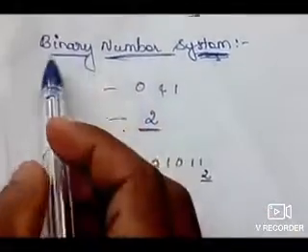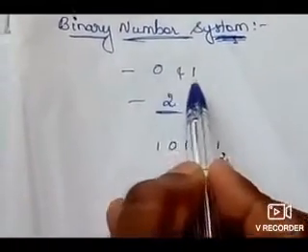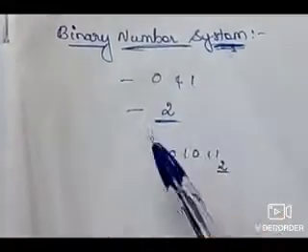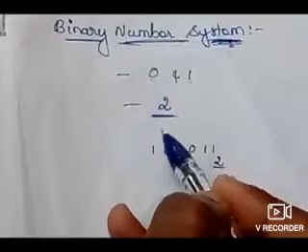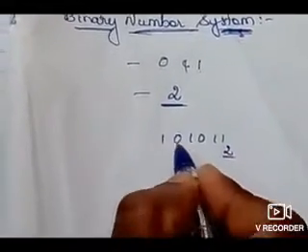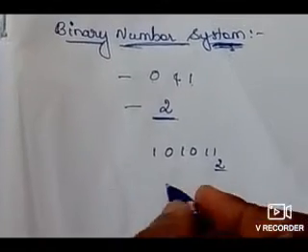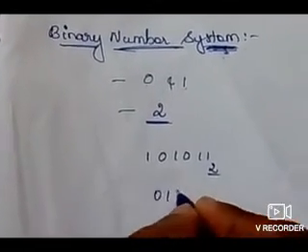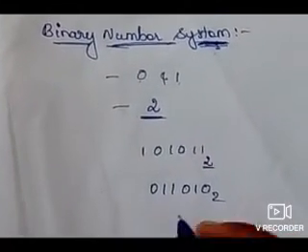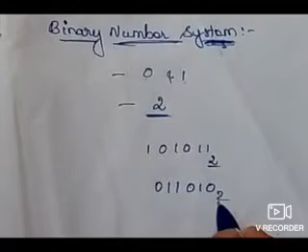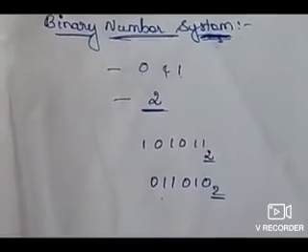The next number system is the binary number system. This binary number system has two values, 0 or 1. Its base or radix value is 2. An example of this binary number system is 1 0 1 0 1 1 base 2. Then other numbers also, like 0 1 1 0 1 0. This is another example of a binary number system. How can we identify whether it is a binary number? This base value represents the binary number.